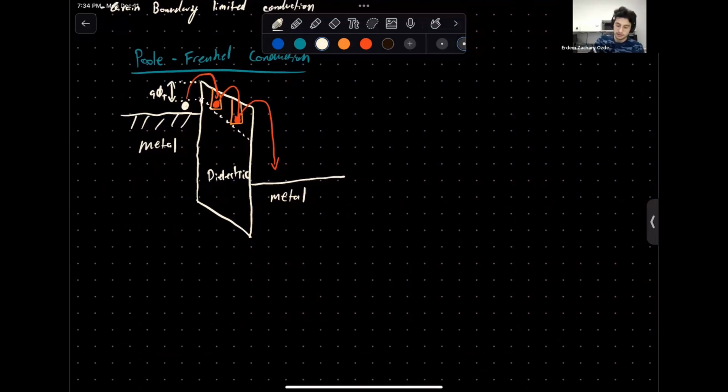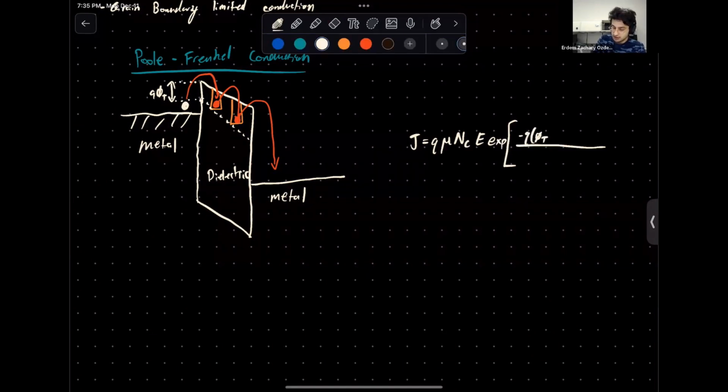And so we can mathematically relate this using this relation where we have J, which is our current density, equals q, or a standard electronic charge, μ, our electron mobility, and N sub C, which is the density of states in the conduction band, as well as E, our electric field applied, and then we have an exponential here. In this, we have negative q, and then we have this φ sub T term. So this together is our activation energy.